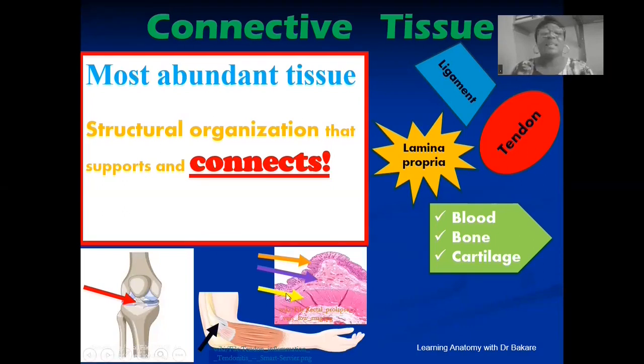And we know that the muscularis layer is a muscle tissue, while the mucosal lining is an epithelial tissue. So you see that at this point, the lamina propria is seen to connect the muscle tissue with the epithelial tissue.